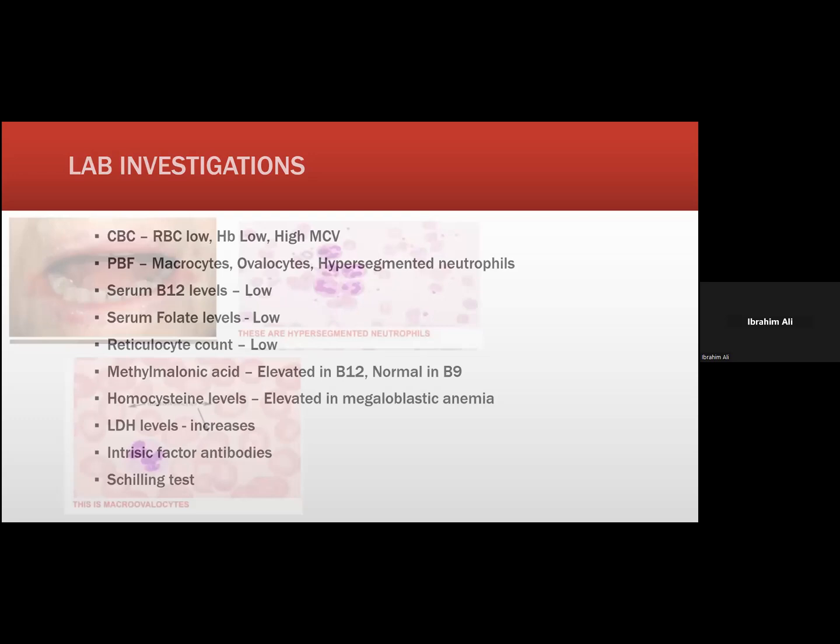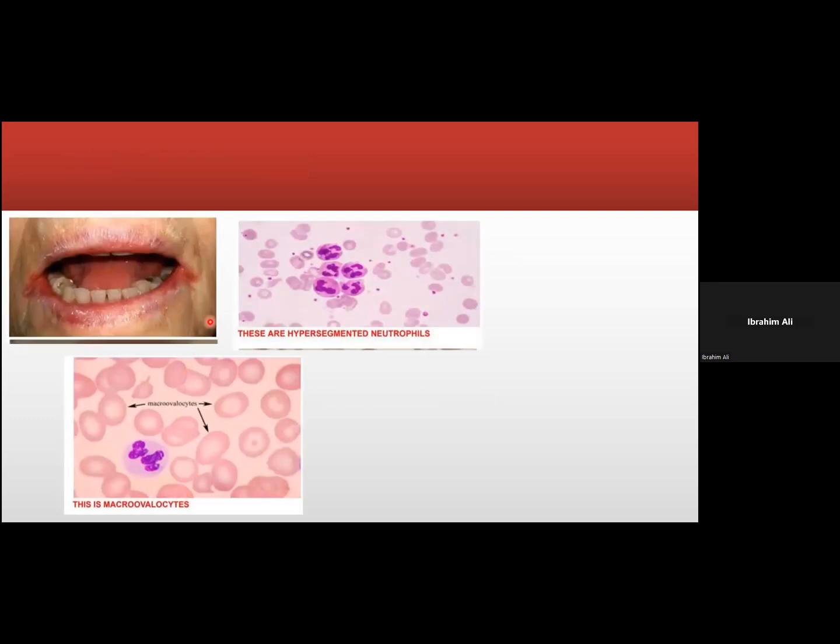So the next thing, now you can see the pictures here. This one, we have what we call angular stomatitis. Like the angle of the mouth is inflamed. So this is a suggestion of B12 deficiency.